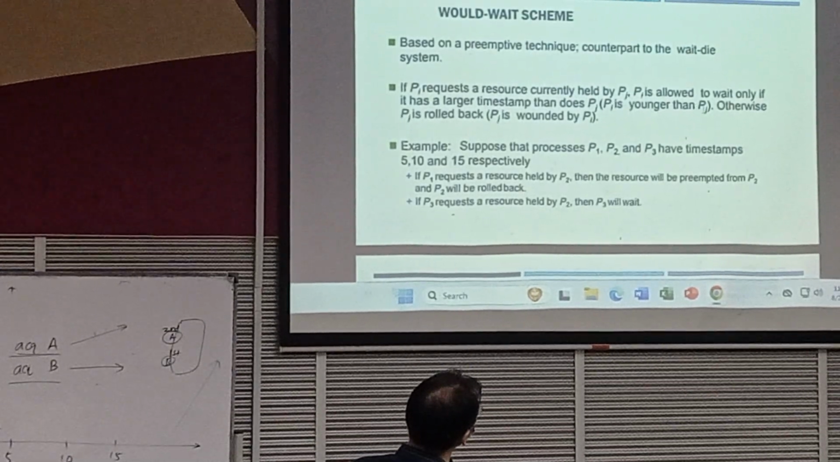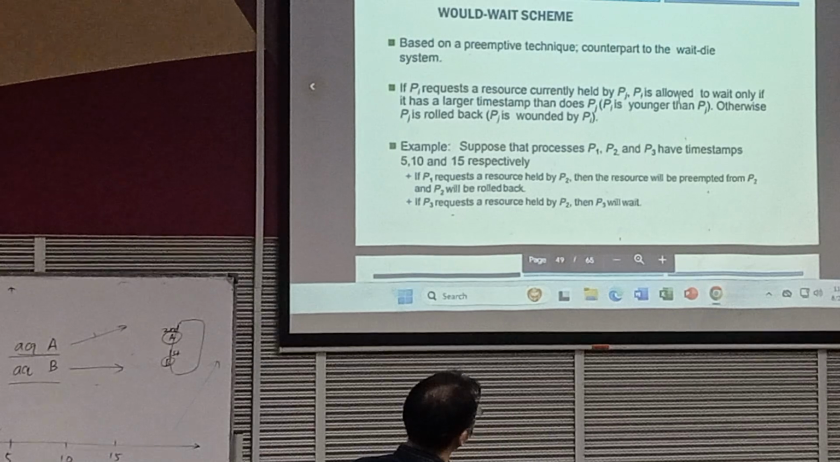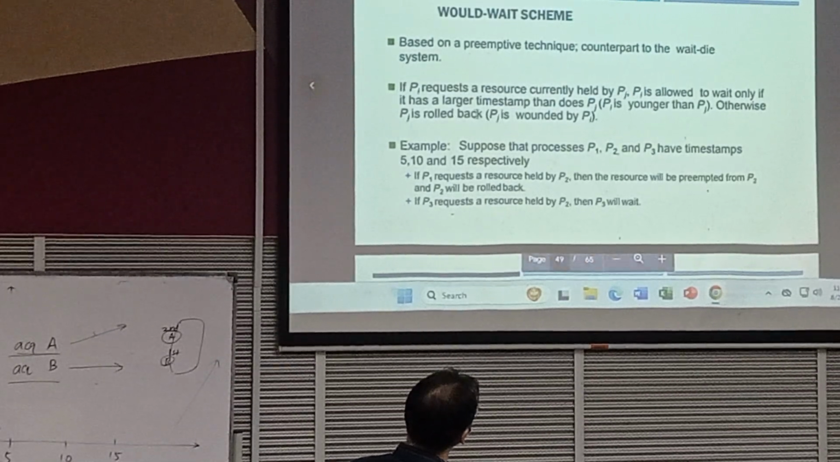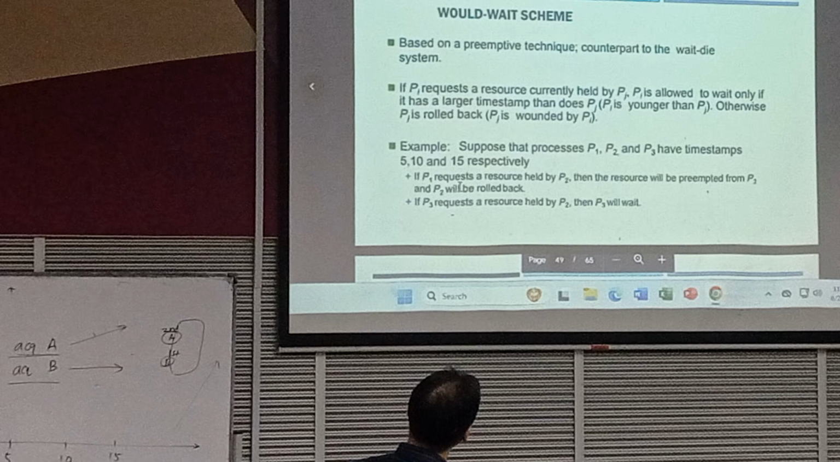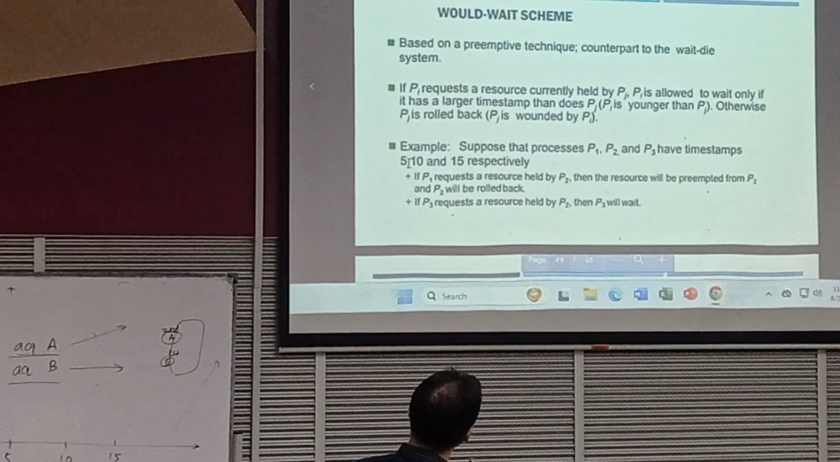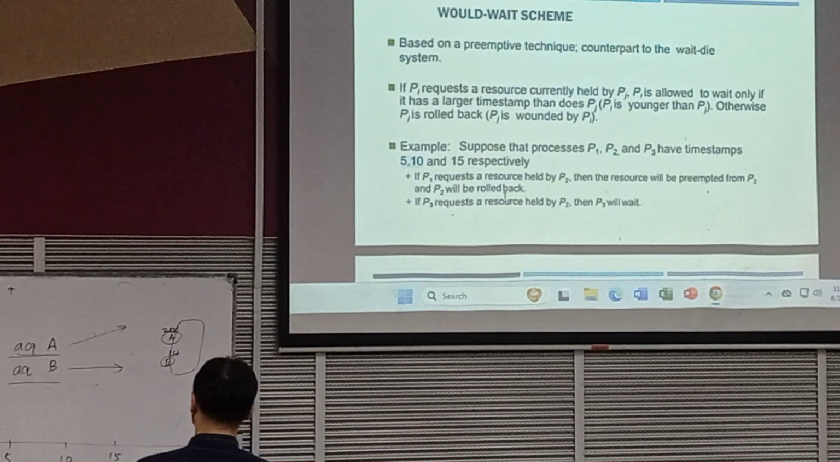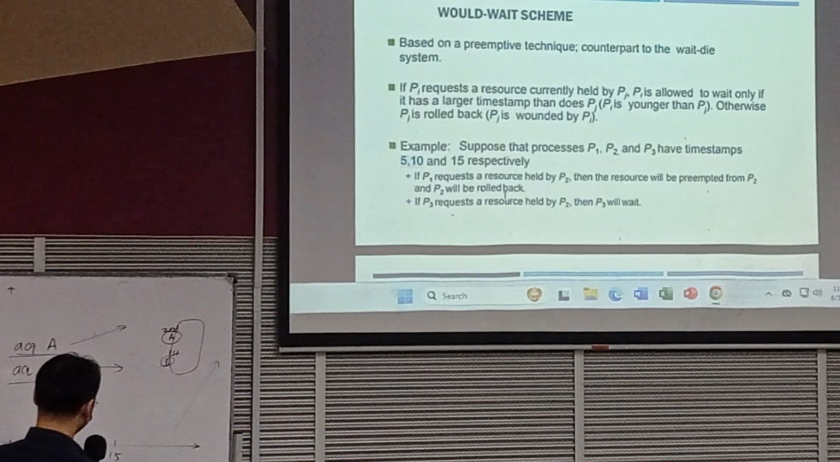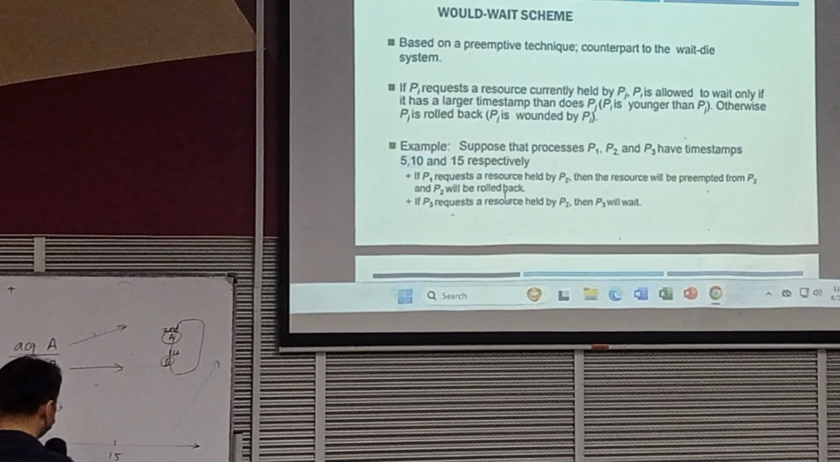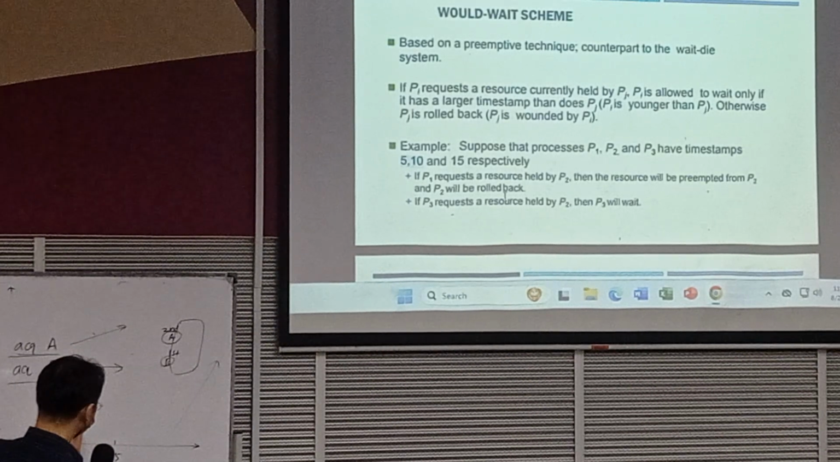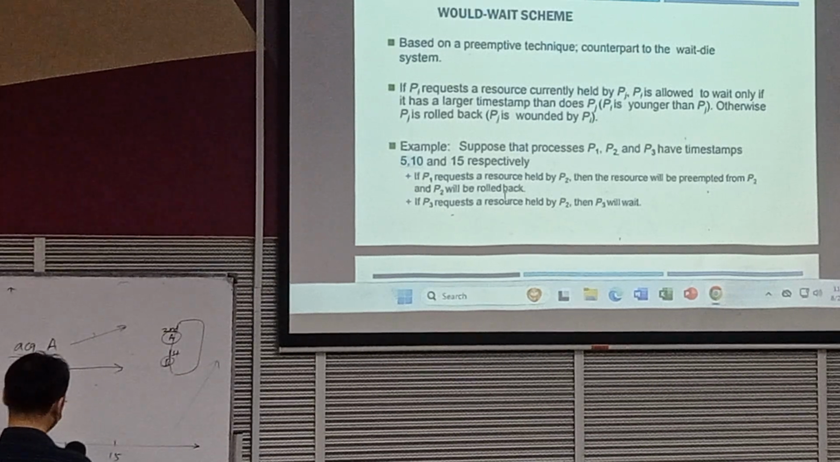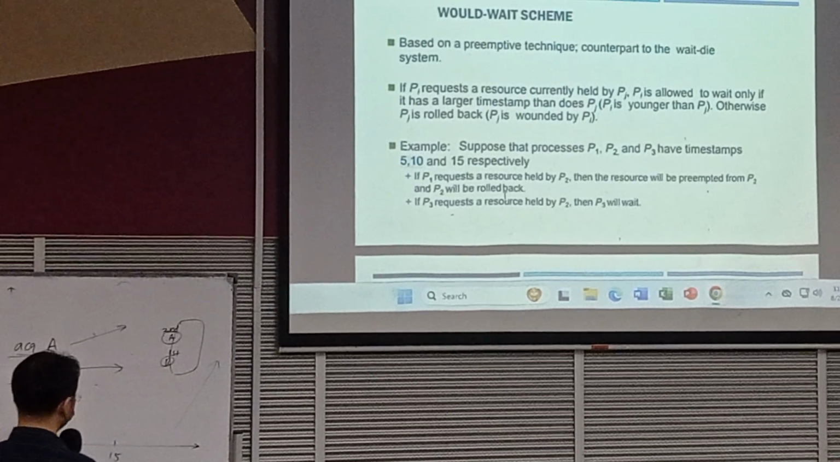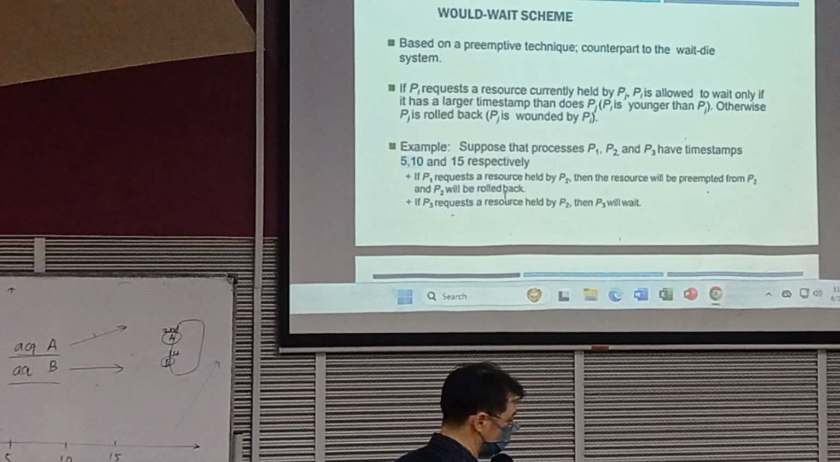So if P1 is younger than P2, it is going to wait. Otherwise, it is going to roll back. You can see here P1 requests a resource held by P2, and P1 is 5. 5 is older than 10, right? Then the resource will be preempted from P2, and P2 will be rolled back. So this guy holds onto it, but the other is actually the earlier one. He requests, so you have to kill this one and roll back, and allow this process to run. So that is the wound-wait scheme.